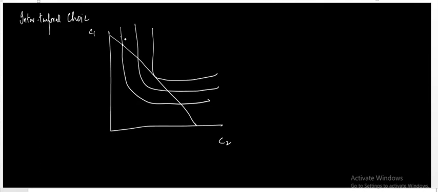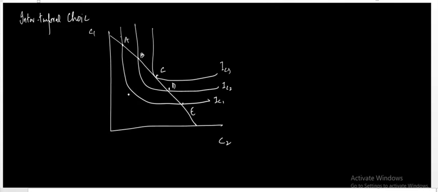Now suppose we have these points A, B, C, D and E. We have already talked about this in microeconomics, where the consumer chooses that point at which the indifference curve is tangent to the budget line. The similar logic applies over here. A consumer chooses that point at which the indifference curve is tangent to the budget line.